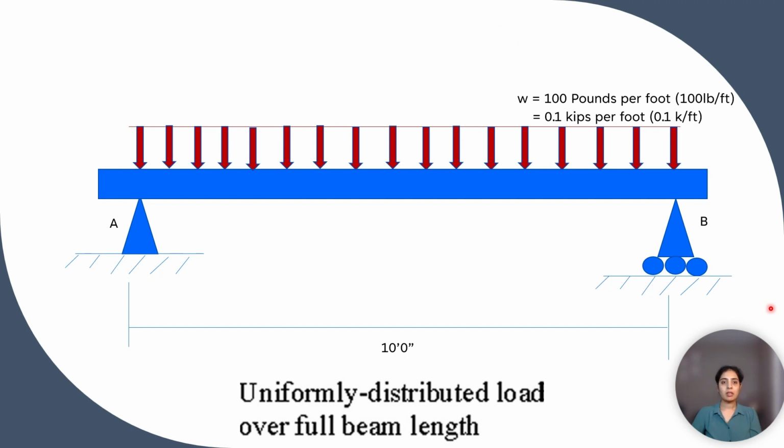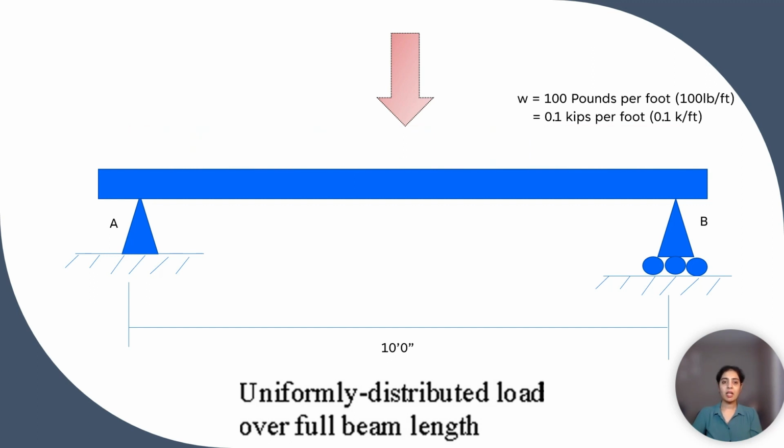Symbol small w is used to denote uniformly distributed load across the full length of the beam. The resultant capital W of the distributed load is the load intensity, that is, load per foot multiplied by the loaded length in feet, that is 100 lb per foot times 10 feet, that is 1000 lb. The resultant is placed at the center of the loaded length, that is here at the midspan. This resultant is used to compute the beam reaction.